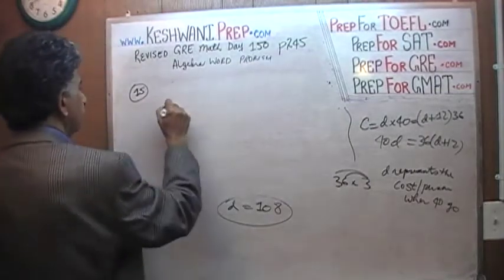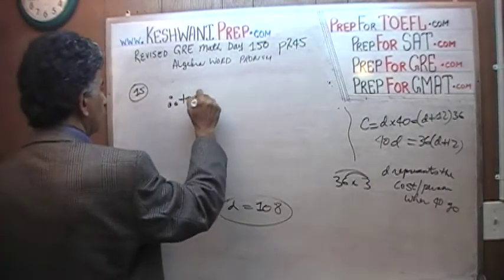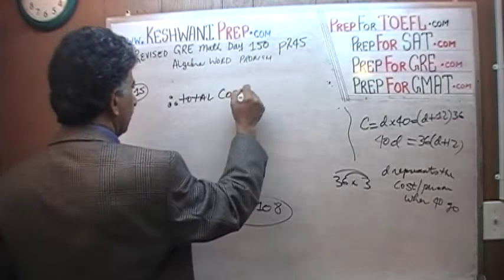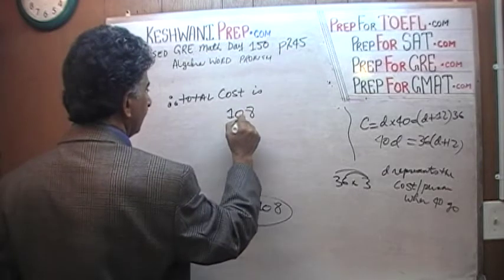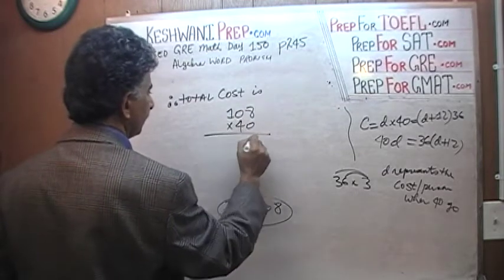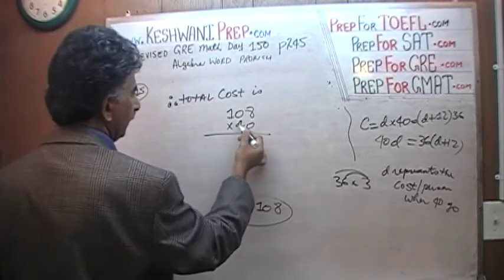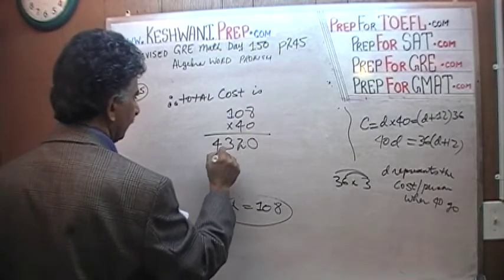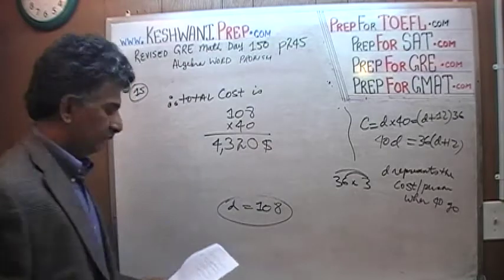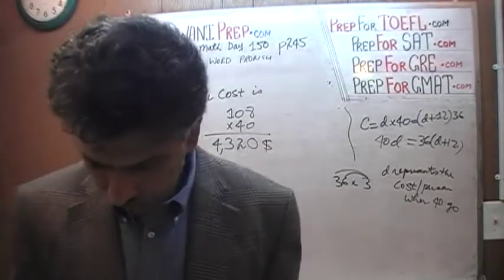So therefore, the total cost is 108 times 40, which is very straightforward. This 0 comes down here. 4 times 8 is 32, and then 4 times 1 is just 4. So it looks like $4,320 is the total cost.